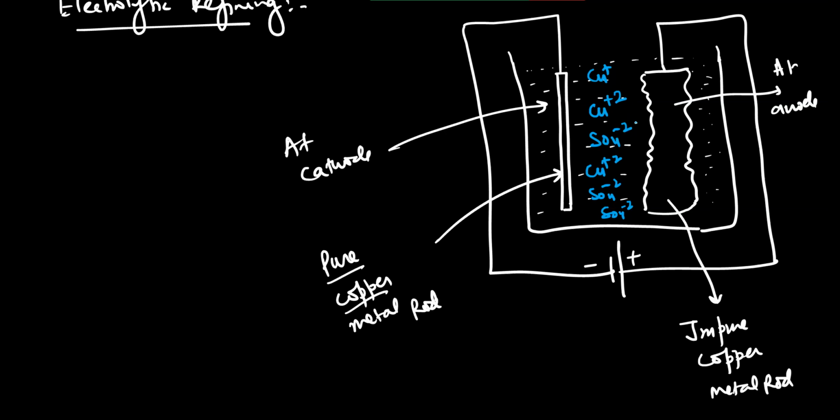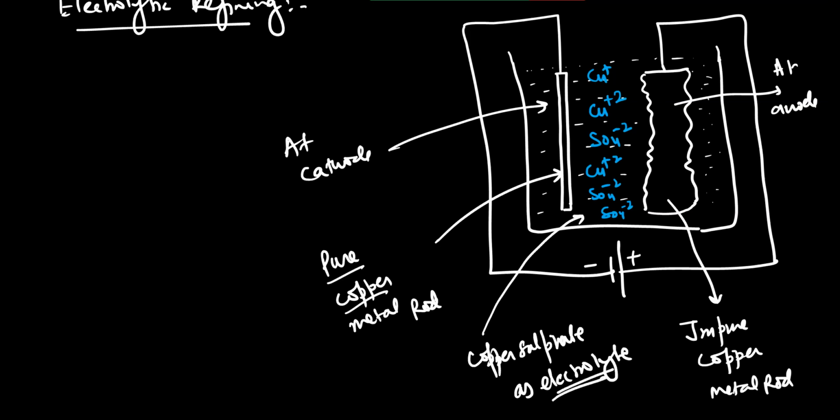Got it? So when electricity is passed through it, why is it having copper? Because we added copper sulfate as an electrolyte. Okay, then what is going to happen?